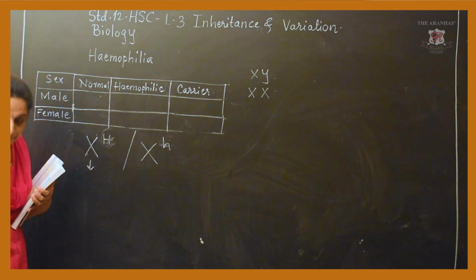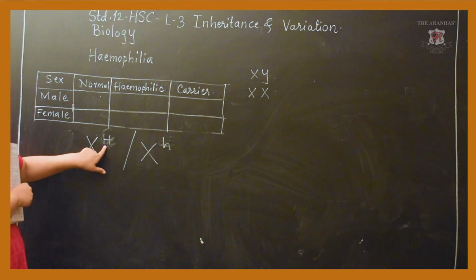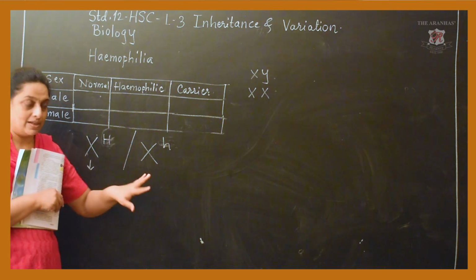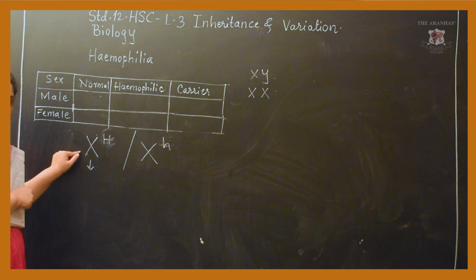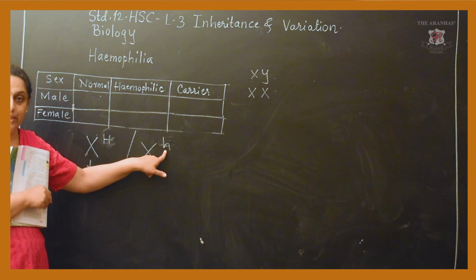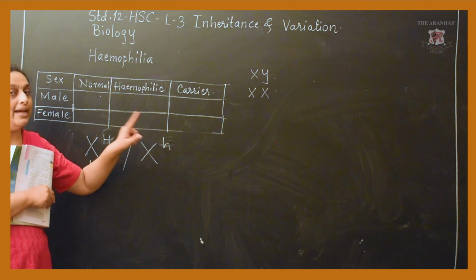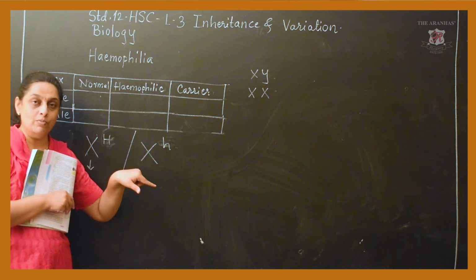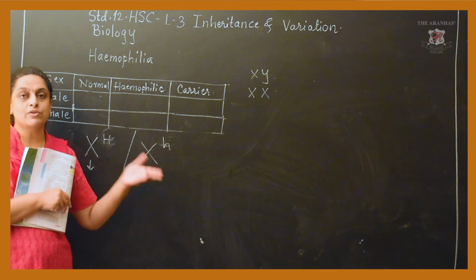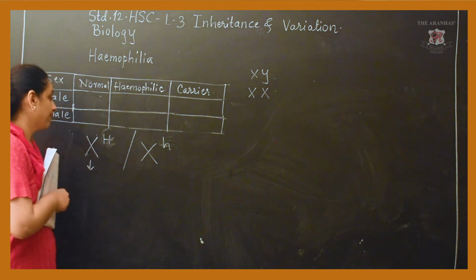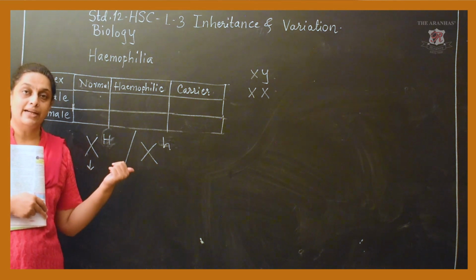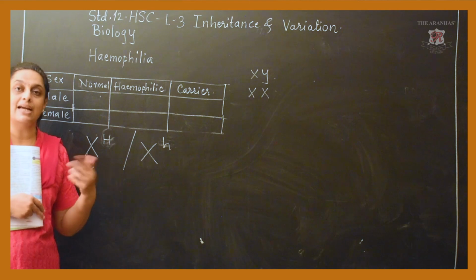Hemophilia. The normal gene is capital H, where proper blood clotting takes place, which is present on the X chromosome. Its recessive form is denoted by small h. So if the small h gene is present on the X chromosome, then the person is going to show symptoms of hemophilia. Okay? Now again, just like the earlier example, let us write various possible combinations in males and females.